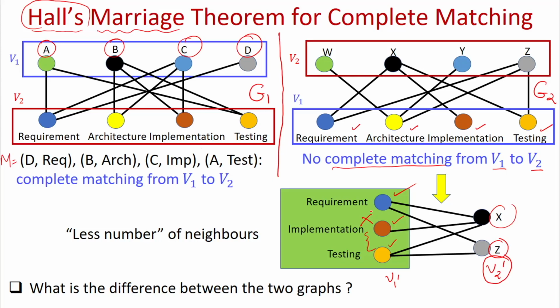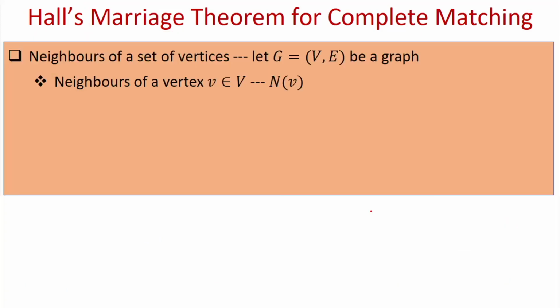And that is precisely the formal statement of the necessary and sufficient condition given by Hall's Marriage theorem. So to understand the necessary and sufficient condition given by Hall's Marriage theorem, let us first introduce a few definitions and notations.